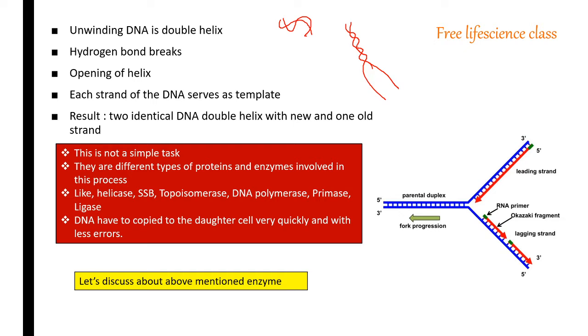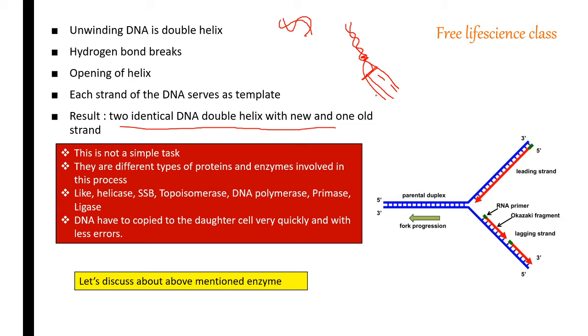Then the hydrogen bond between these bases should be broken down so that they get free. It will break down, then the helix opens and the synthesis of 2 new strands will take place. So the result is 2 identical DNA double helices, each with 1 new strand and 1 old strand. This is the result of DNA replication.